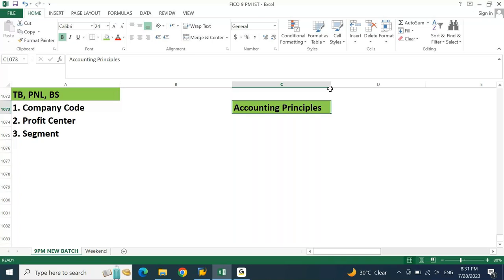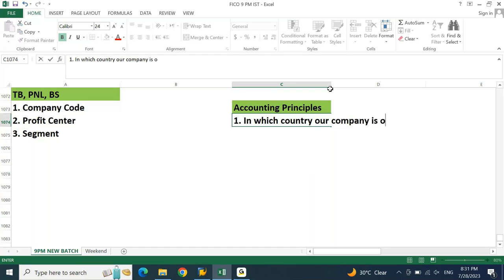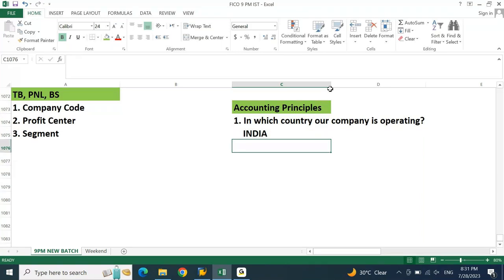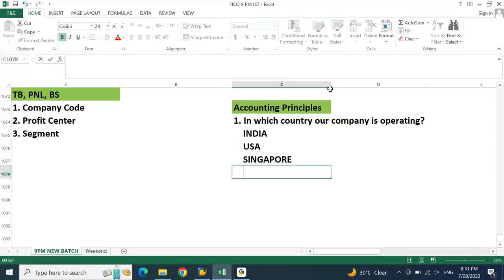When we talk about accounting principle, you need to keep certain points in your mind. Point number one, in which country is our company operating? Let's say my company is operating in India. Let's say my company is operating in US. My company is operating in Singapore. My company is also operating in Dubai. My company is also operating in Australia.